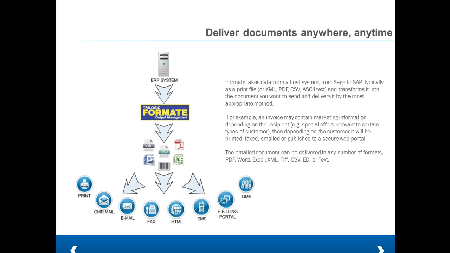Finally, let's look at the different delivery methods and document types. We can output directly to print, but we can also output a variety of electronic documents from PDF through to Word, Excel, or even XML. We can output to email, to fax, we can create HTML, kick off text messages, or perhaps documents can be published directly to an e-billing portal. In fact, going forward you can be assured whatever new document delivery or communication methods are out there, we'll connect to them.